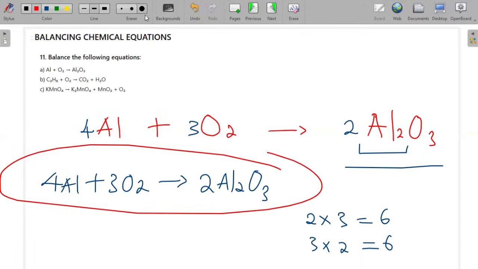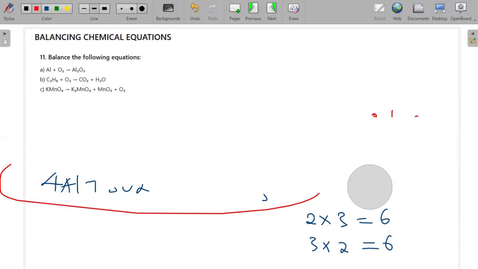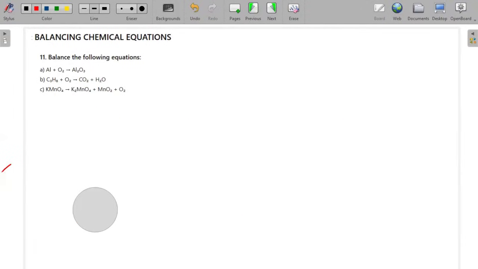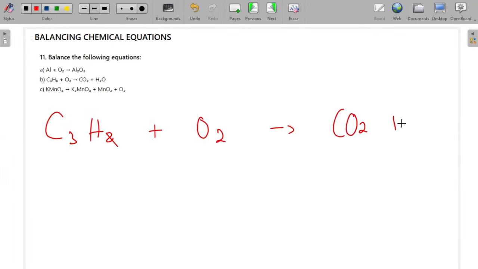So we're still using intuition. It's like we're doing trial and error. Here on B, we have C3H8 plus O2, and then here we have CO2 plus H2O. First of all, we're going to balance anything apart from oxygen and hydrogen. So we are going to balance carbon.